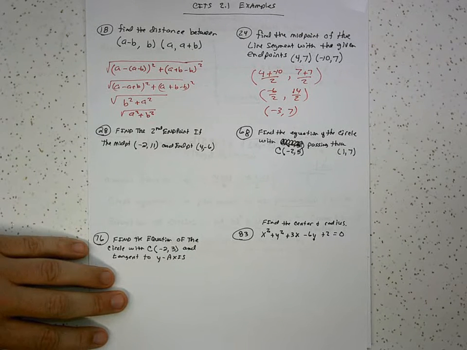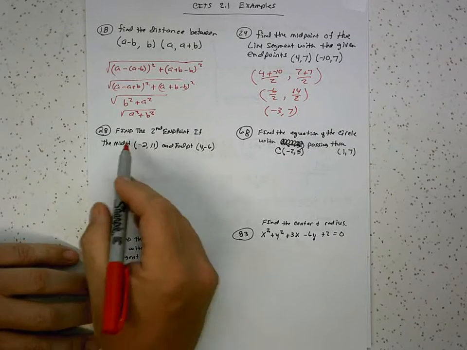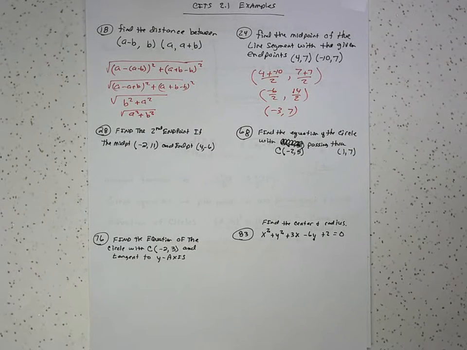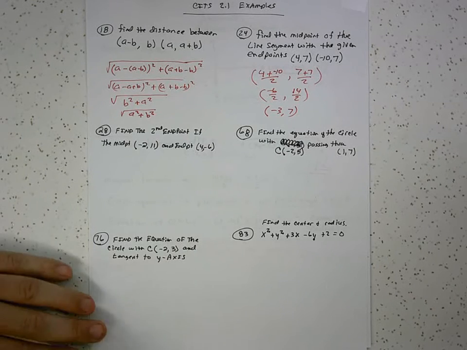Okay, so all this I know is real old school for you guys. It's not a big deal. Find the second endpoint if the midpoint is negative 2, 11, and one endpoint is 4, negative 6. Now this one you have to think a little bit more.